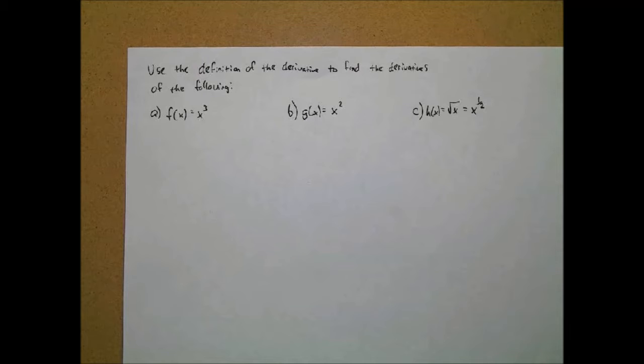Right? Minus f of x. So minus x cubed right at the end there. The x cubes will cancel. Everything else has an h. Factor h out. 3x squared h plus 3xh squared, and then h cubed.